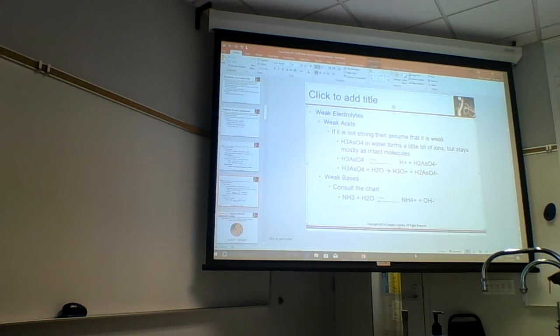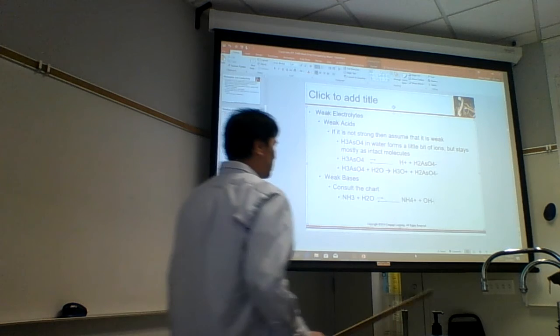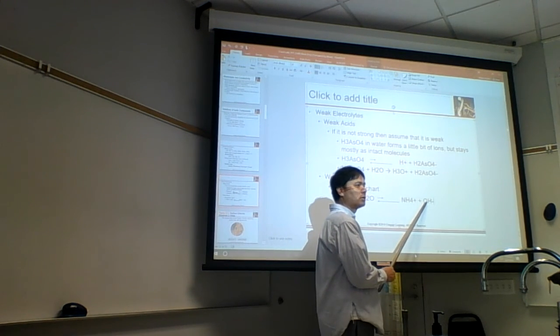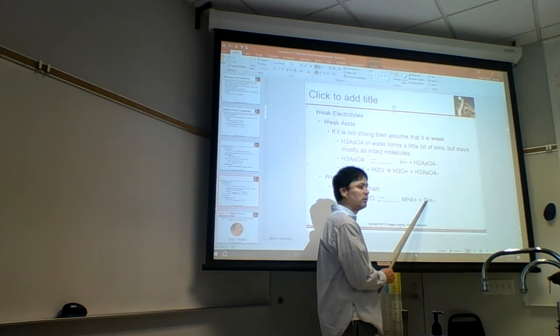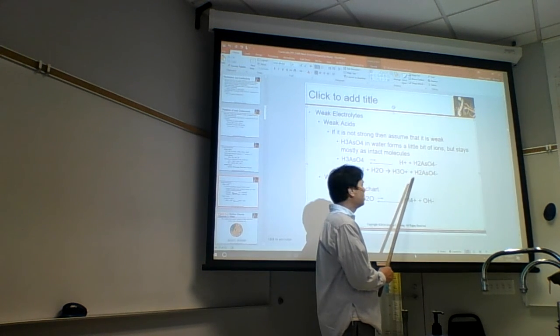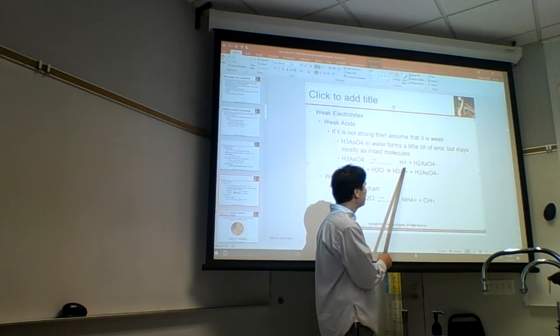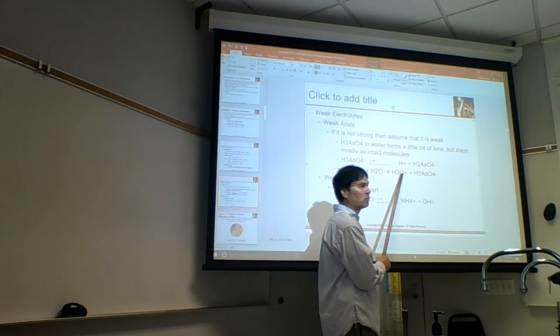Now the difference between a weak base and a strong base is the amount of hydroxide that's generated. In a weak base, we don't generate that much hydroxide. In a strong base, we generate a lot of hydroxide. The same is true of the difference between a weak acid and a strong acid. A weak acid doesn't generate much hydronium. A strong acid generates a lot of hydronium.